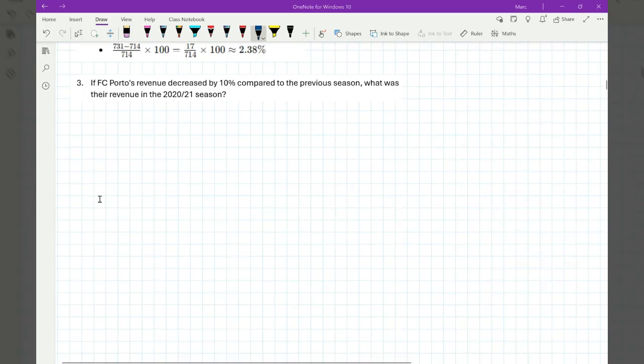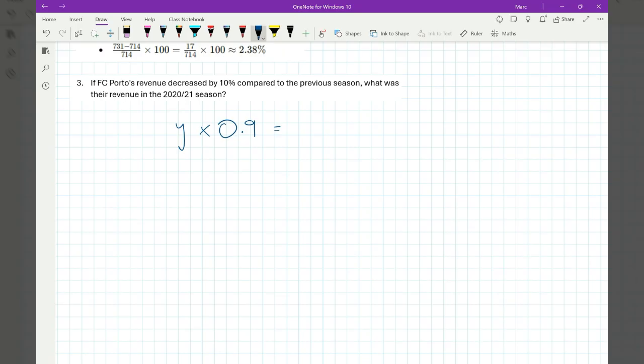So number 3, if Porto's revenue decreased by 10% compared to the previous season, what was their revenue in the 2021 season? Pause the video, have a go. Okay, so again, I think this is reverse percentages. So if Porto's revenue decreased by 10%, that's going to be a multiplication of 0.9. What was their revenue in the 2021 season?